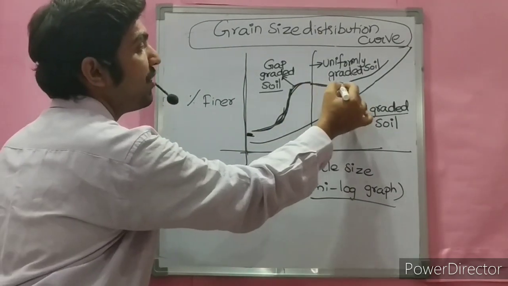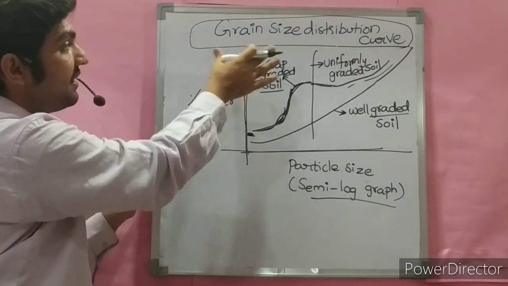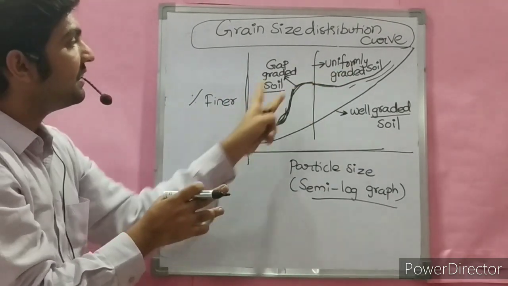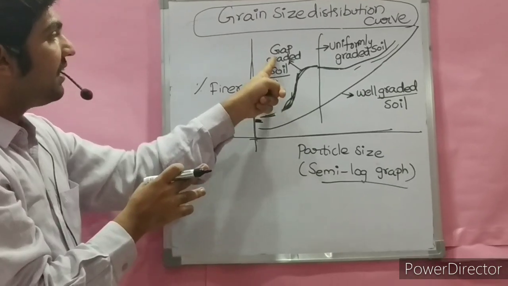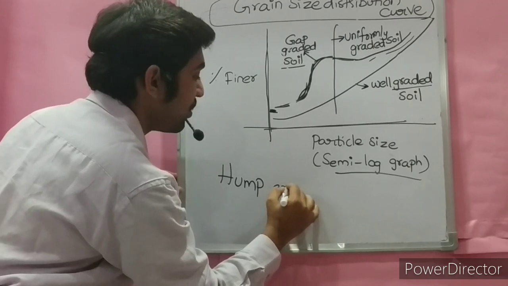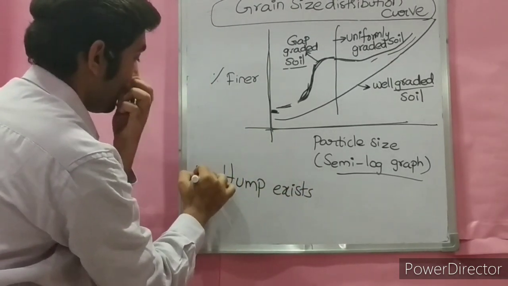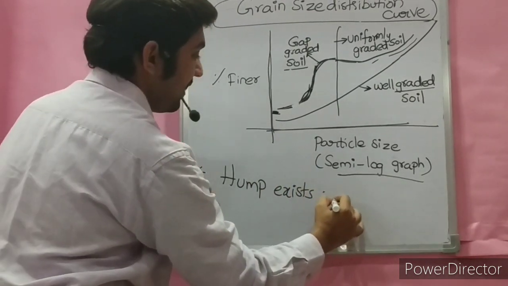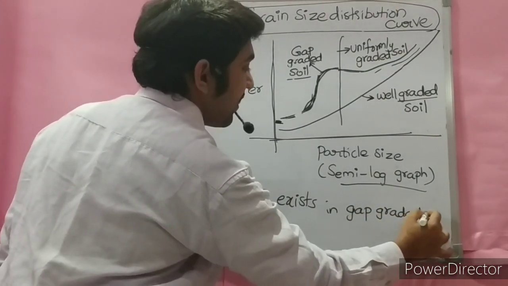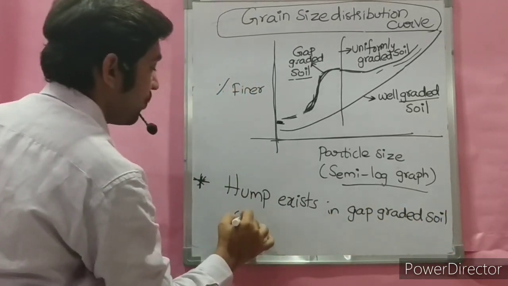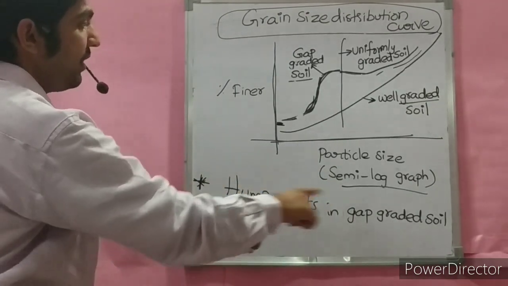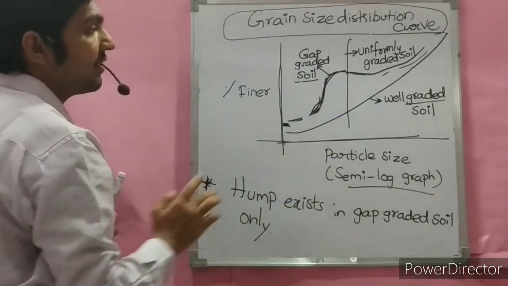It means the soil is formed from two different agencies. The grain size distribution also shows that the soil is formed from two different agencies that meet at one place. That is why it is called gap graded soil. A hump exists in gap graded soils only. You make a note of this point. This is on semi-log graph sheet.